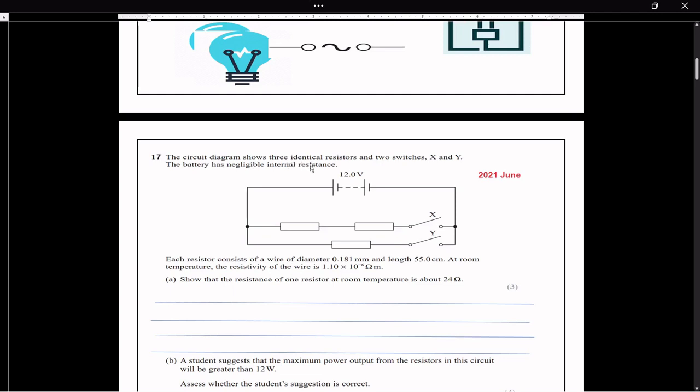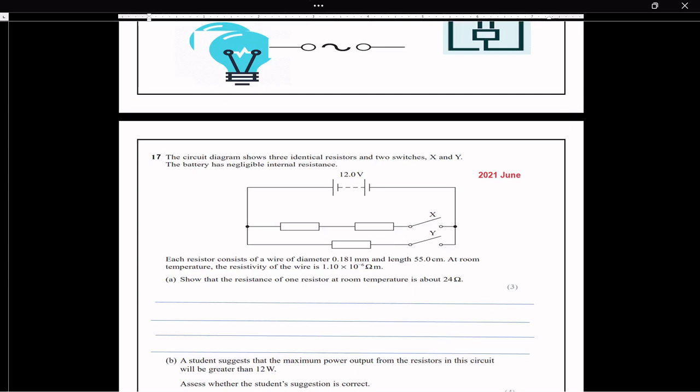the circuit diagram shows three identical resistors and two switches X and Y. The battery has negligible internal resistance. Each resistor consists of a wire of diameter. So the diameter is given, the length is given, and even the resistivity is given. So each resistor consists of a conducting wire. The question is, show that the resistance of one resistor at room temperature is 24 ohms.